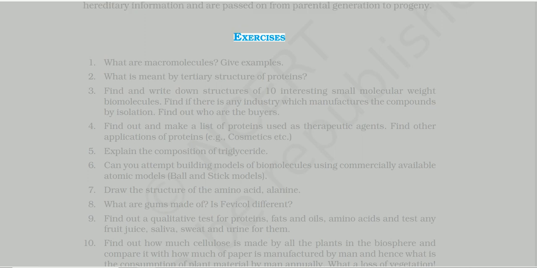Exercises. 1. What are macromolecules? Give examples. 2. What is meant by tertiary structure of proteins? 3. Find and write down structures of 10 interesting small molecular weight biomolecules. Find if there is any industry which manufactures the compounds by isolation. Find out who are the buyers. 4. Find out and make a list of proteins used as therapeutic agents. Find other applications of proteins, e.g., cosmetics, etc.